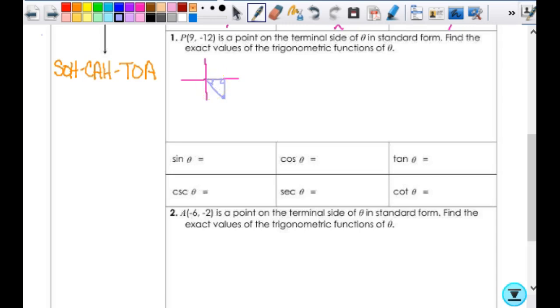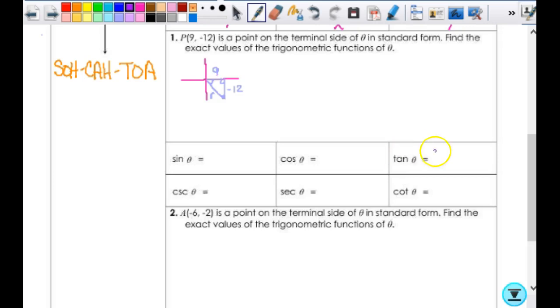So what I know here then is that my x value is 9, so this is 9. My y value, this is a negative 12. And then this is r. Okay? So if I want to find these trig functions, there's some that I can already come up with just fine because I have the opposite and adjacent, right? So if this is my angle, opposite and adjacent, or my x and my y, I can put y over x, or opposite over adjacent, and that gives me tangent.